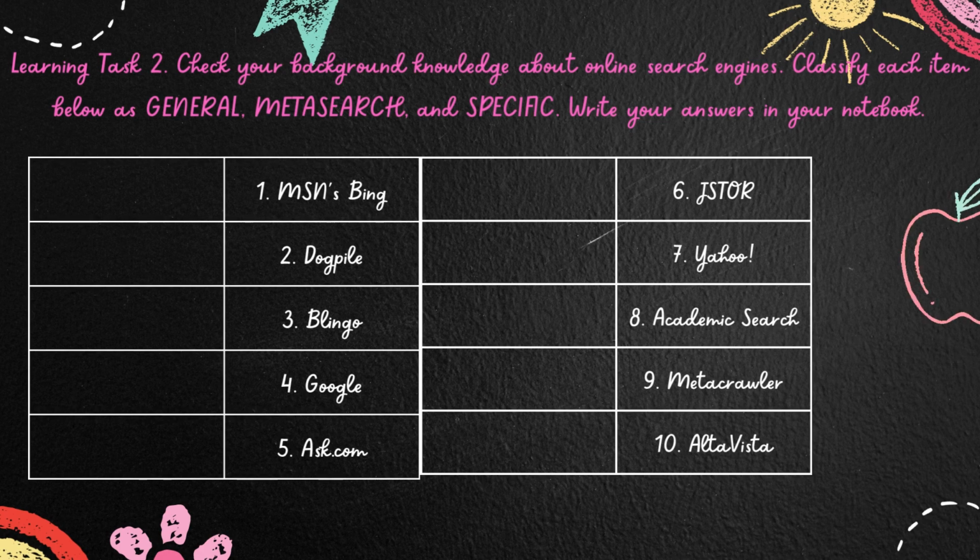Now, say for example, number 1, if you think that MSN's Bing is a general search engine, then you put general. Okay, if you think Dogpile is a meta search engine, then you put meta search. All right, so the same will be done to the rest of the remaining items. That's up to 10. Okay, next.